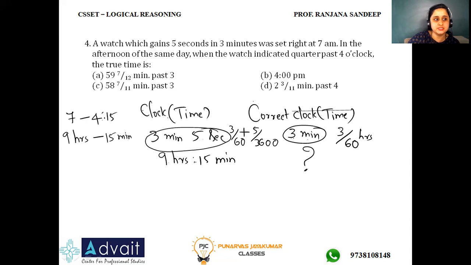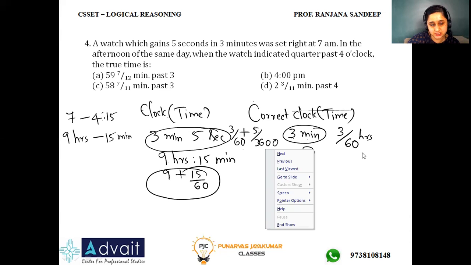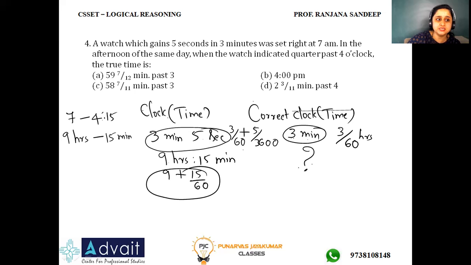Now, what about this 9 hours 15 minutes? Okay, 9 hours is fine. So 9 plus 15 minutes. Now I'm going to convert this 15 minutes to hours, so it is 15 divided by 60. So this is the time here. So for 3 by 60 plus 5 by 3600, the correct time is 3 by 60. For 9 plus 15 by 60, it is how much?